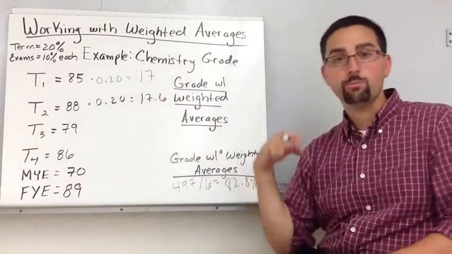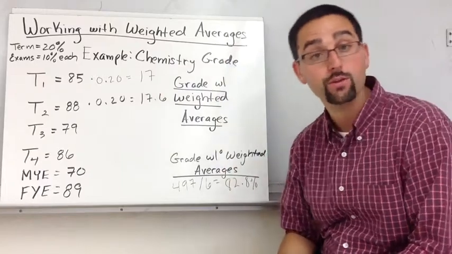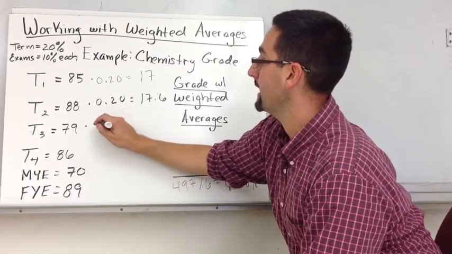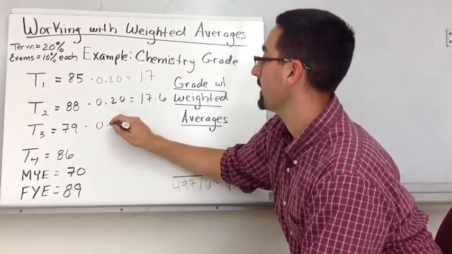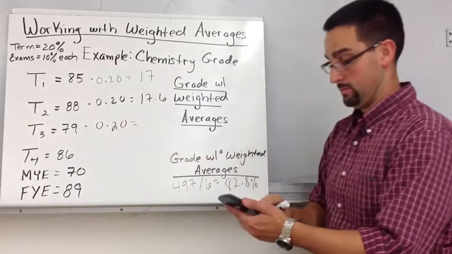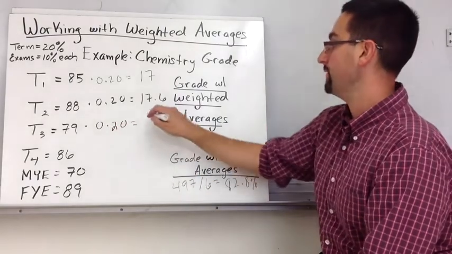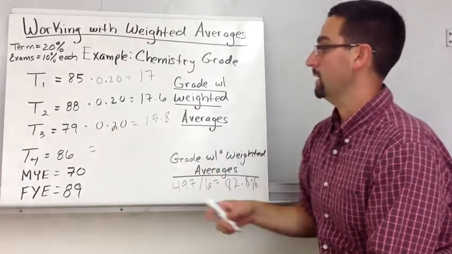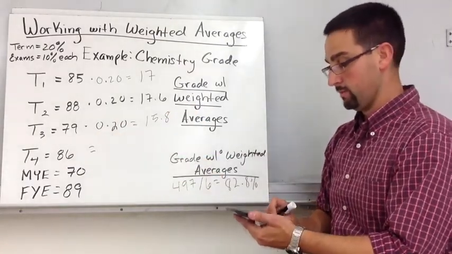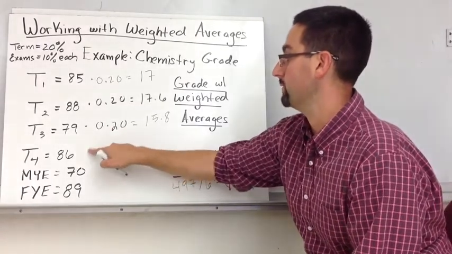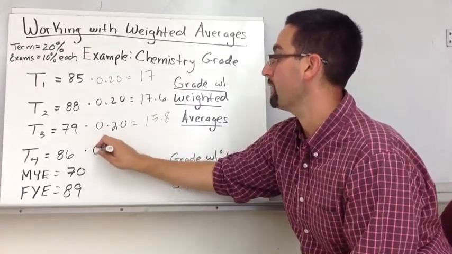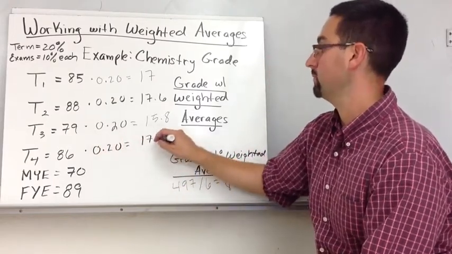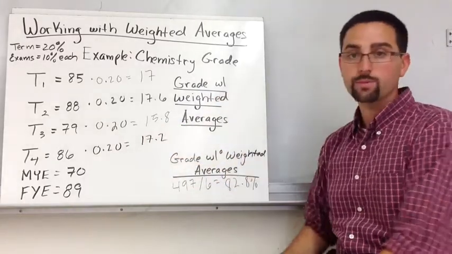So these are the points that are building up to that student's average, how he or she will do for the year. 79 times 0.20. That's 15.8 points. And finally, 86 times 0.20 is 17.2. Excuse me, 86 times the weighted average, 0.20, equals 17.2. Okay, so we're going to start to add up these scores.